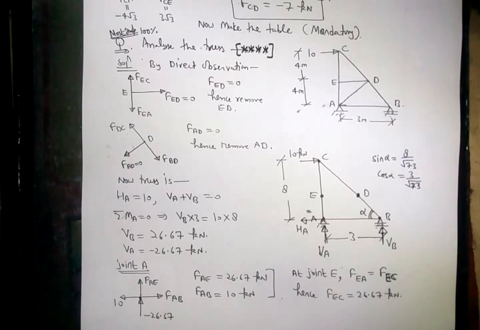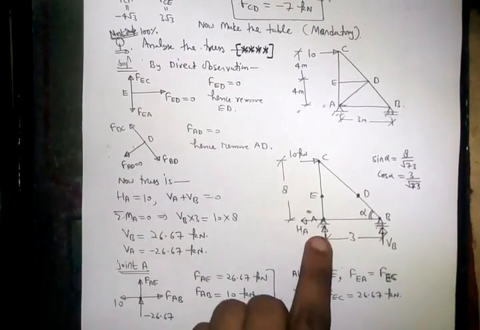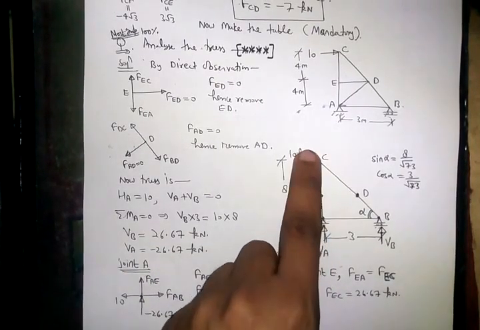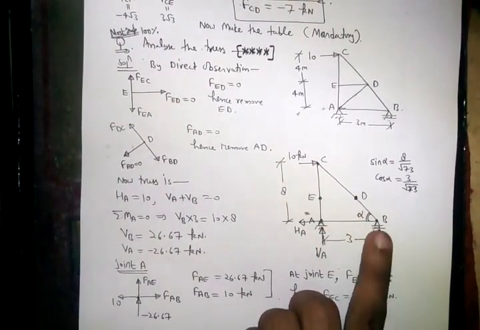So FAE equal to FEC, right? Because at joint E, two members are straight and one is at an angle, so force in that angled member was 0, and FEC and FEA are equal, right? So by this, force in this and this are equal, and force we can calculate this. Now we can take joint B.